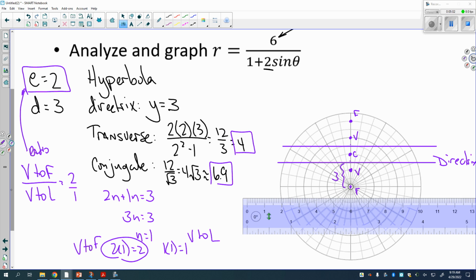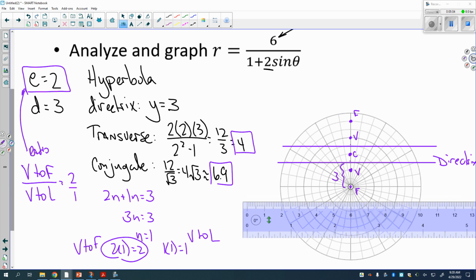Now the conjugate axis, this gives me my side-to-side stuff, not vertex to vertex, but in this perpendicular way. Now, it's a little bit hard to count on a circle graph, but I'm going to do my best. And I'm not going to go 6.9 to the right and 6.9 to the left. I'm only going to go half of that, which is about 3.5. So 1, 2, 3, and about a half. So that's about right there.